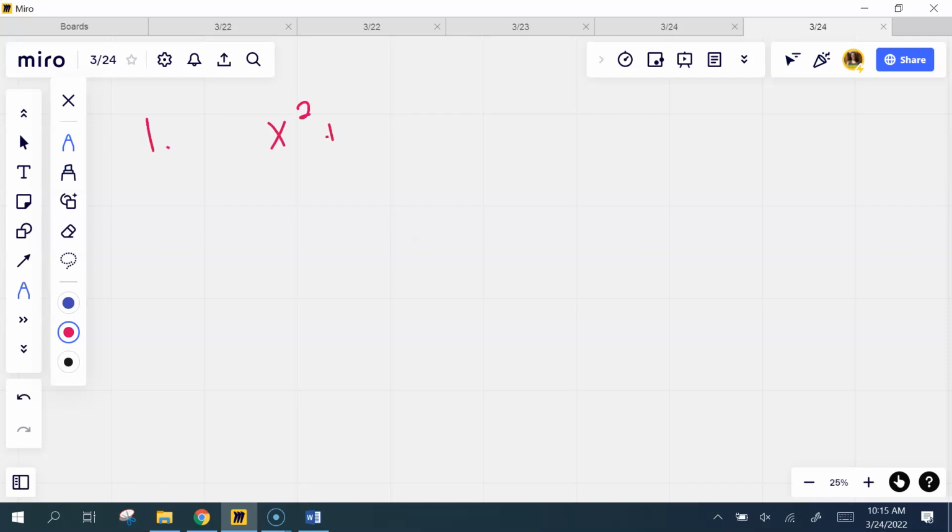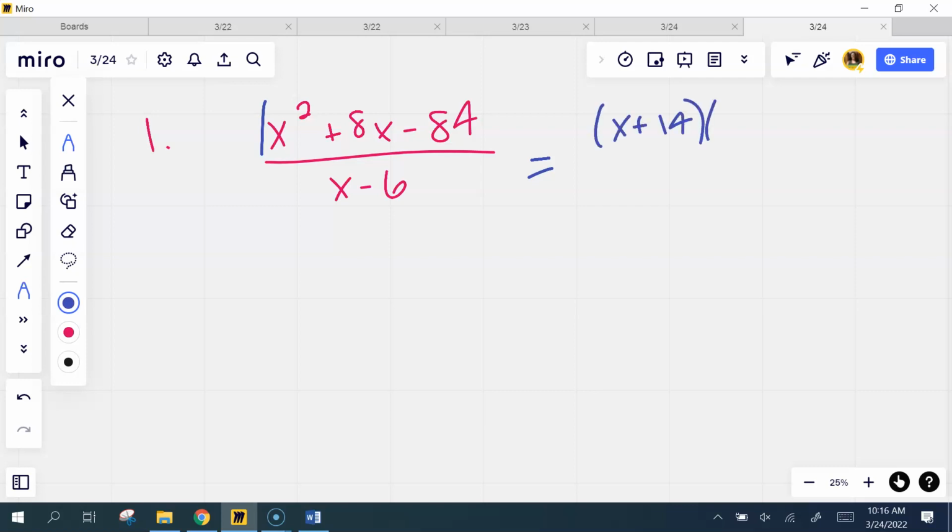So the first one, x squared plus 8x minus 84 over x minus 6. So I factored the top there, and this is a shortcut because it's a leading coefficient of 1. So what multiplies to negative 84 but adds to 8? 14 and 6. So x plus 14, x minus 6, and then I've got x minus 6 on the bottom. Those cancel, so when you divide those, you just get x plus 14.